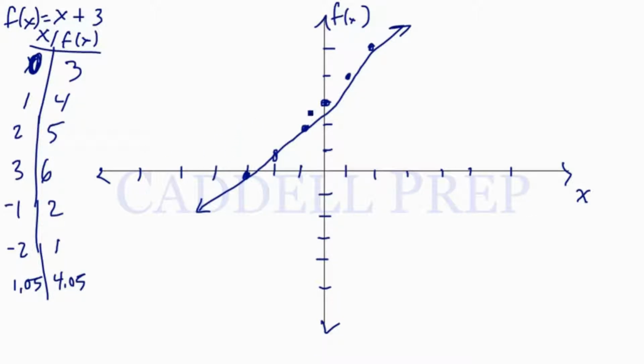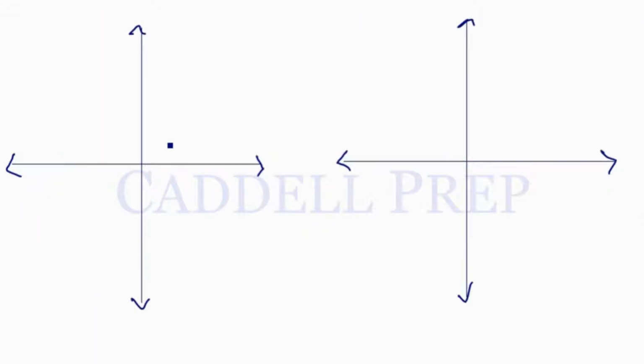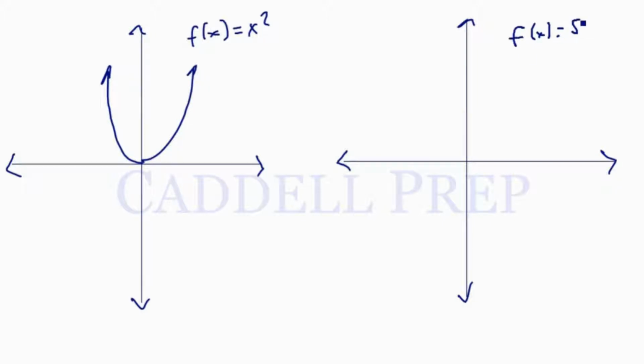Alright, so this is just one example of a function. Let's look at some more. So let's sketch the function f of x as x squared. Looks something like this. And if we look at the function f of x is the square root of x, it will follow something like this.